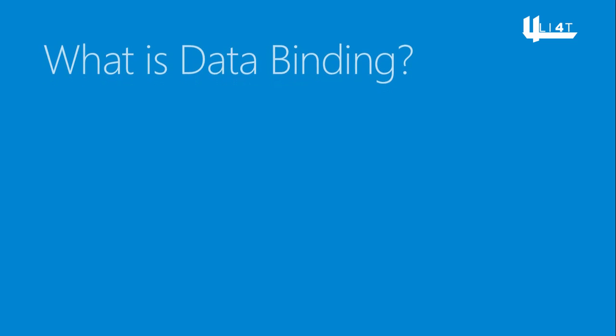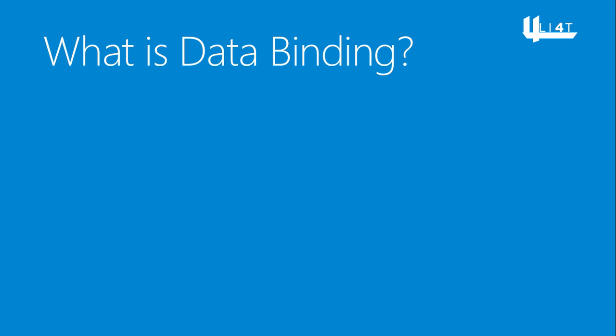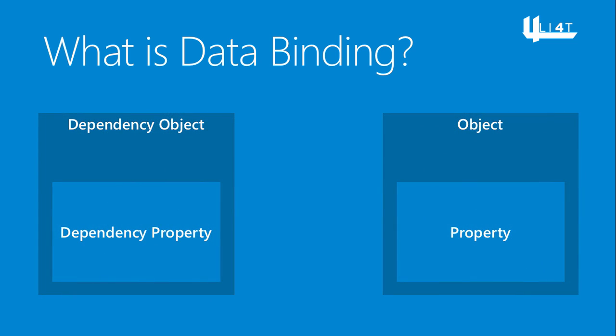So let's dive a little bit more into data binding. Let's talk about what data binding is. Data binding is going to happen between the user interface and the logic of your application. In your user interface, you would have a dependency object, which would have a dependency property. And in the logic of your application, you would have an object and a property, an instance of a class that has certain properties, and you want to bind this together with the user interface.